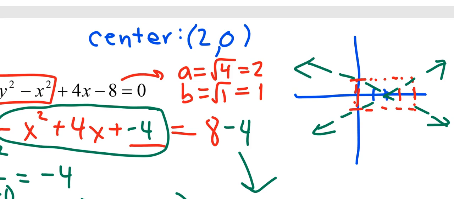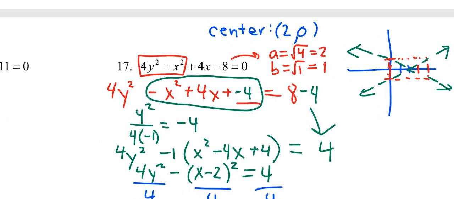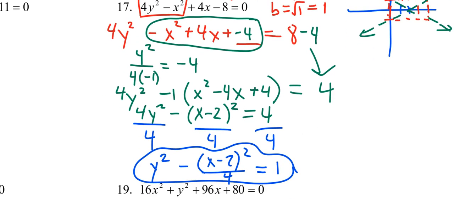Which way does this open? Up and down or left and right? This is definitely an up and down one because the y squared term is positive.